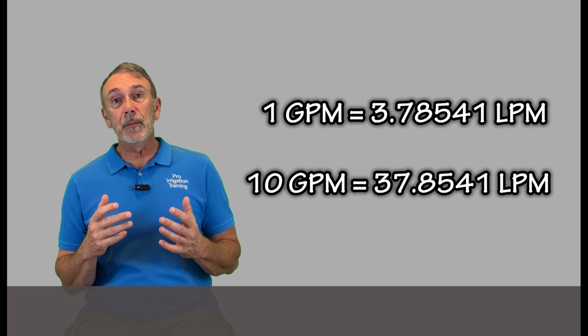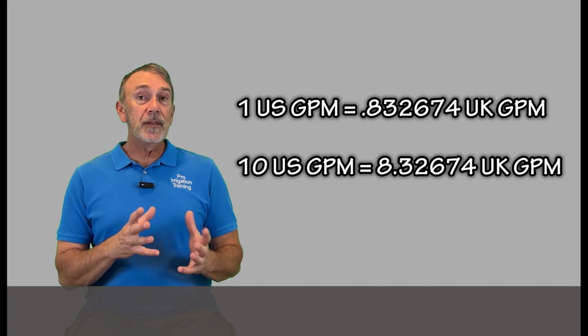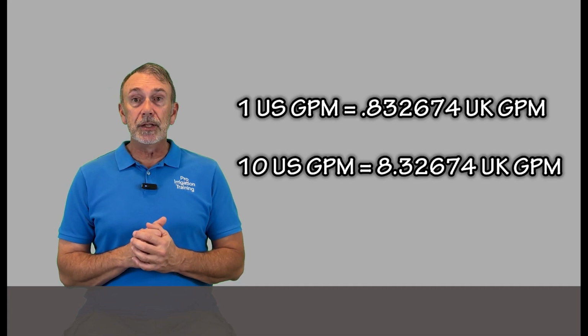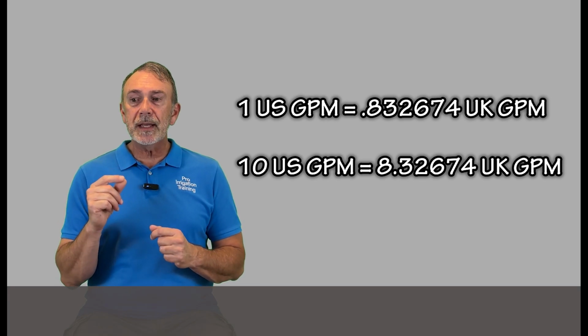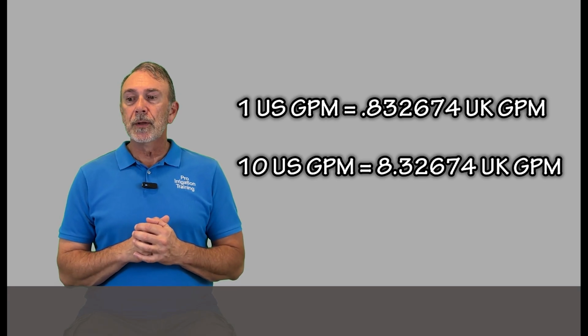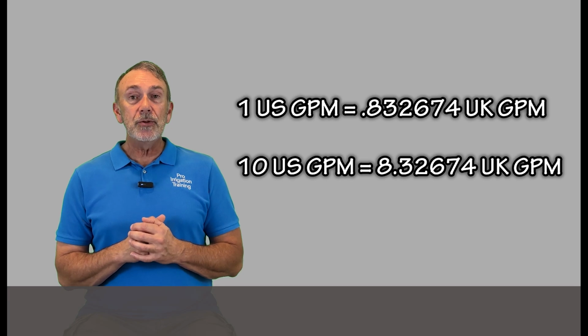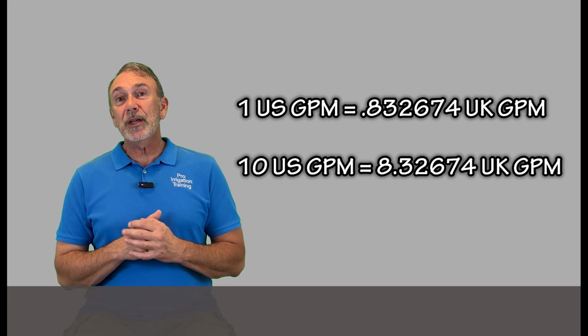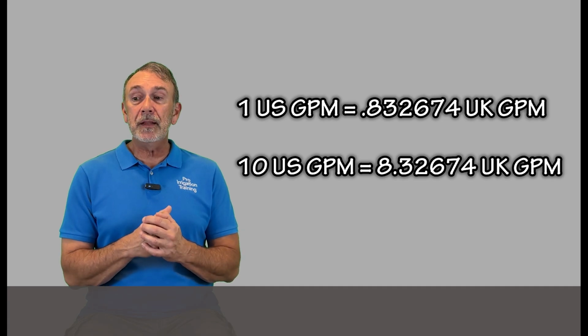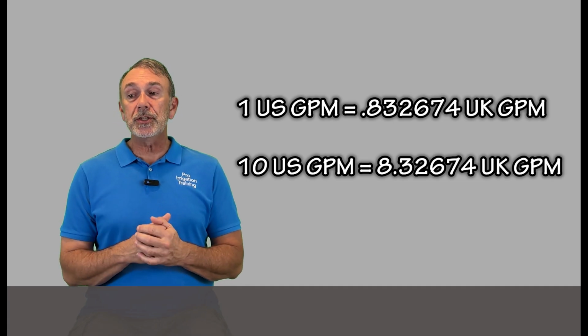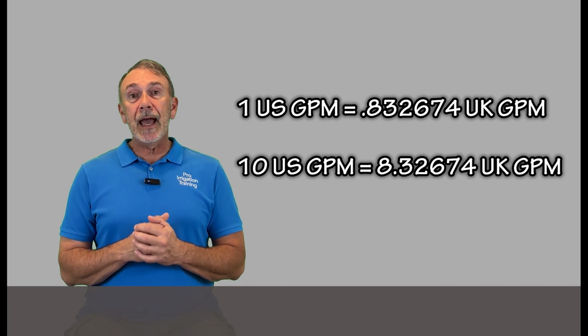which means if you're running 10 gallons per minute, that is 37.8541 liters per minute. Now let me complicate it a little bit: if you're in the UK, a gallon there is not the same size as a US gallon. So here's the conversion for that. In the UK, 1 US gallon per minute equals 0.832674 UK gallons per minute. Or if you're running 10 US gallons per minute, that equals 8.32674 UK gallons per minute.